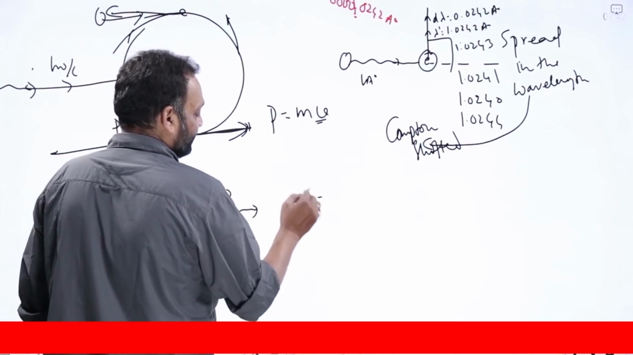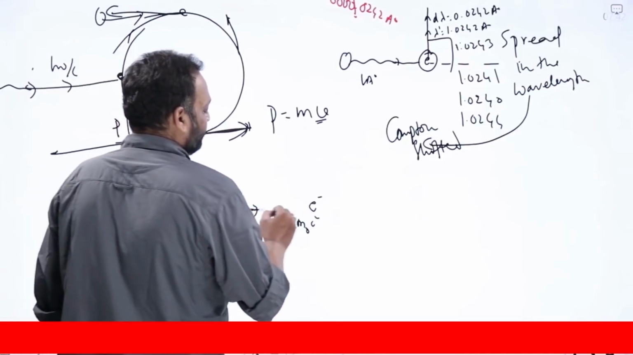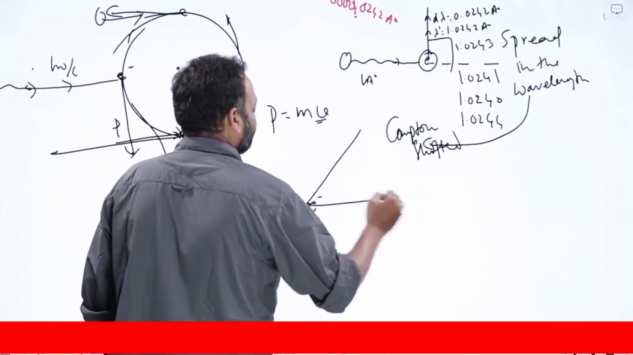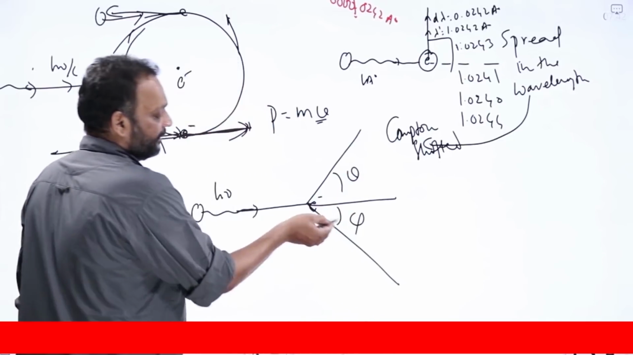Okay, initially the electron is at rest. It is having only m0 c square mass. After the collision, what is happening? Photon is getting scattered with an angle theta, no doubt. But what is happening to the electron? Electron is getting recoiled at an angle phi.